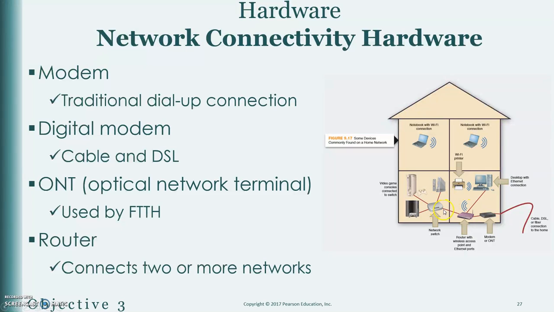The switch is also wired, connected by a cable to the router, which has both a wireless access point and Ethernet ports. So what's plugging in here is an Ethernet port. They have their desktop here with an Ethernet connection, so you can see it's a wired connection. This could be your optical network terminal, and this would be like the fiber connection to the home, or your cable or your DSL.